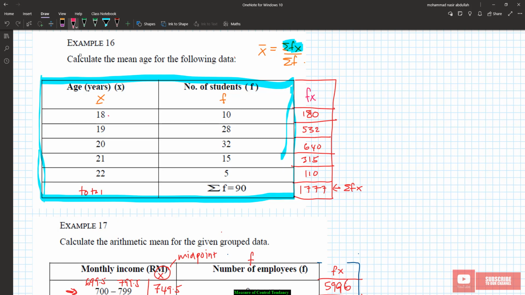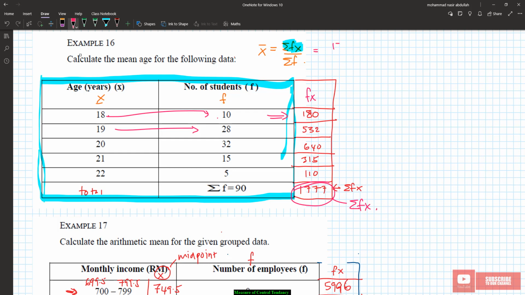X multiplied by f. So 18 multiplied by 10, you get 118. 19 multiplied by 28, you will get 532 and so on. And then you will get the value of fx, and this is the summation of fx. Once you have the summation of fx, we just plug the value into the formula.